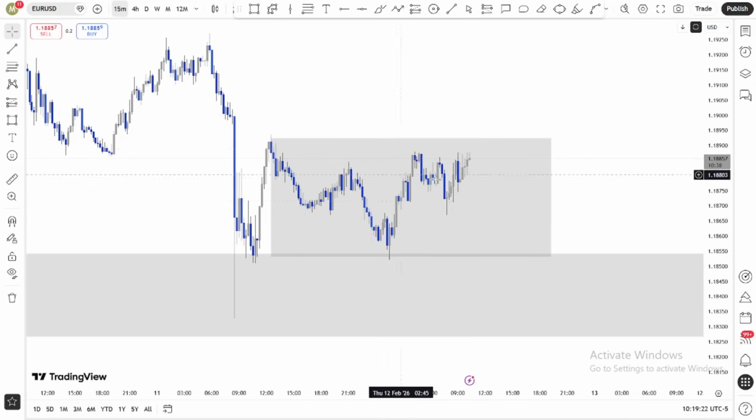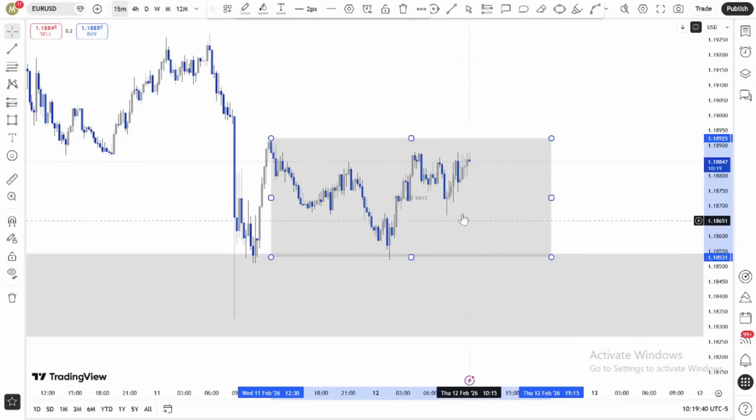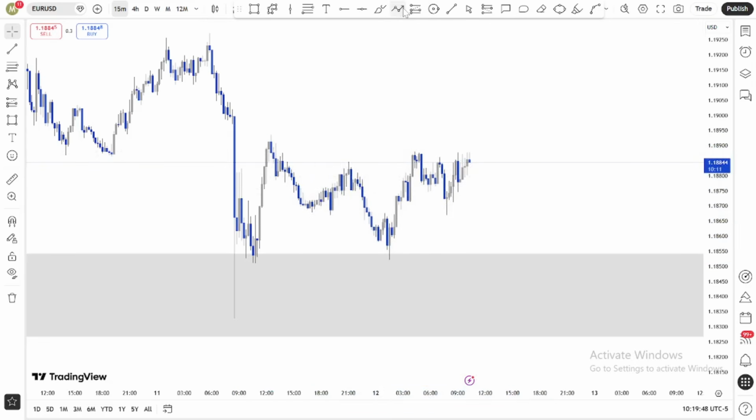Nothing is really happening around this level until price pushes out of this level aggressively, then comes back to rebalance before expanding to the upside. That's when I can confirm this move, that price is going to expand to the upside. But for now, you can see that nothing is happening here. This is during the New York session. Nothing is happening. Price is just all over the place, right?